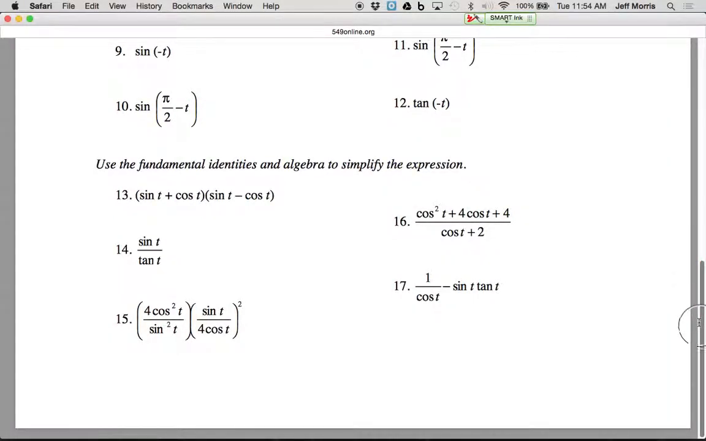Next part here, I'm not going to elaborate on this much more than this is just sine squared t minus cosine squared t. It does go simpler, but I haven't taught you that identity yet. There's 2 more identities I got to teach you.